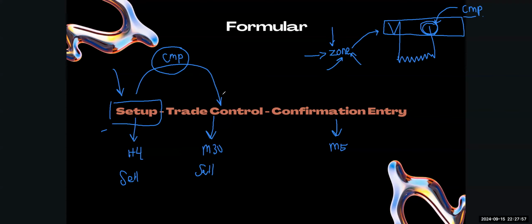All right. So since I explained this to you guys just now, if we have a setup and if we have trade control, if we have both of these, can we enter? That's the question. Or do we need to wait for the confirmation entry? Very good, right, Kevin? Actually, we need to wait for the confirmation entry. So what is the relation between the confirmation entry, setup and trade control?